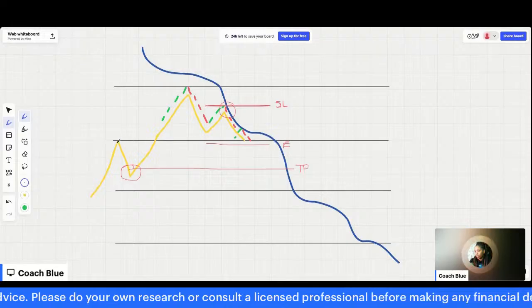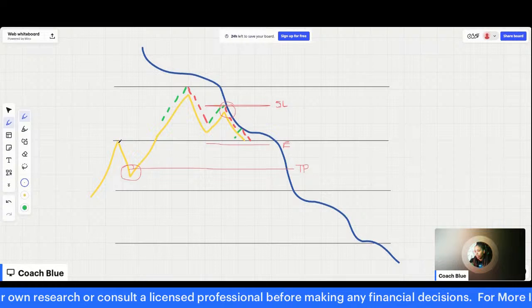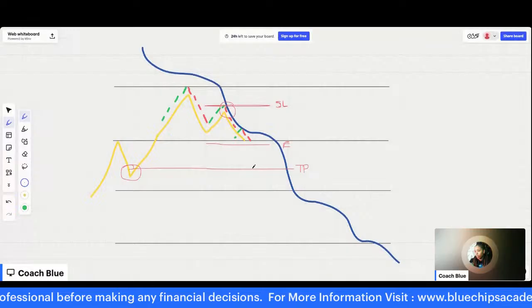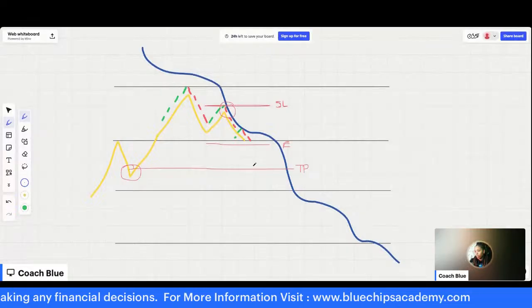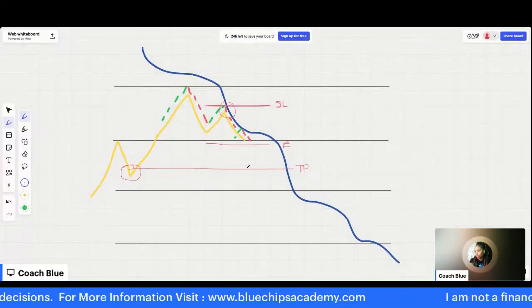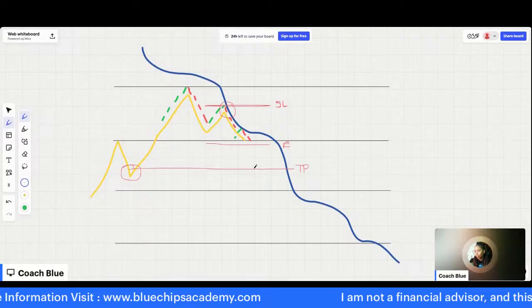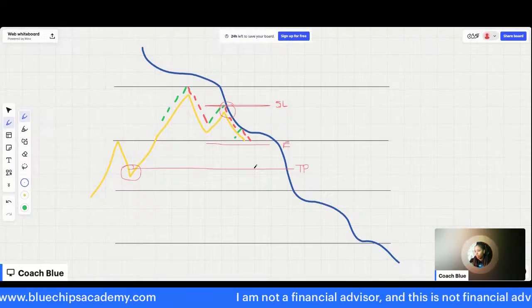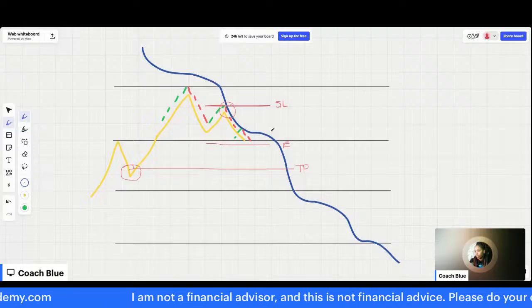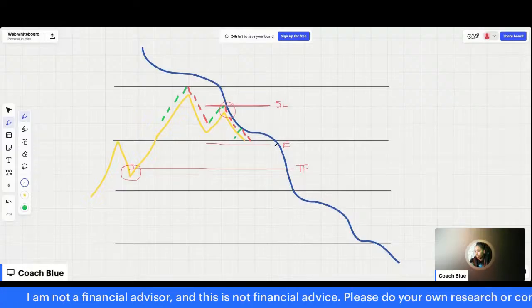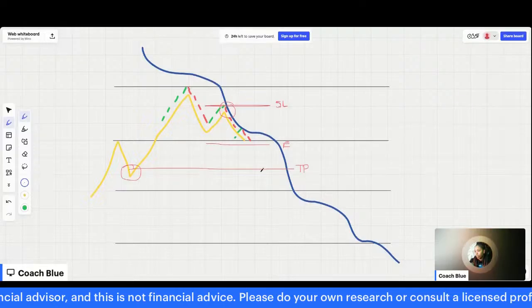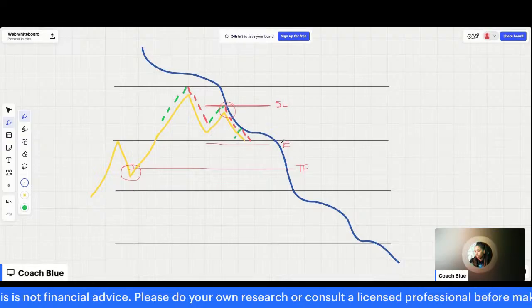Why? Because when price comes down, you can take your profit here before price decides it wants to move back up. Sometimes it works out that way, sometimes it doesn't. Sometimes it'll keep going down. But you want to take your profit first and then decide if you want to stay in or not, depending on your trading personality.